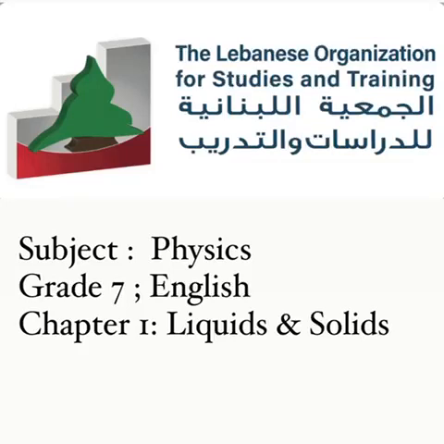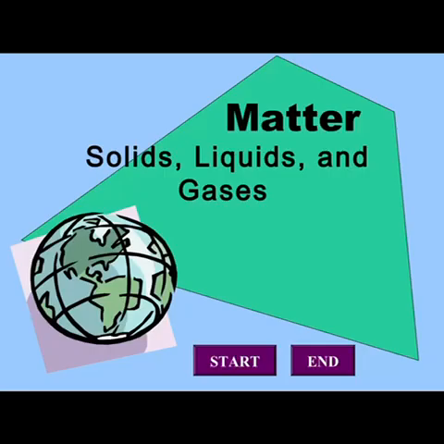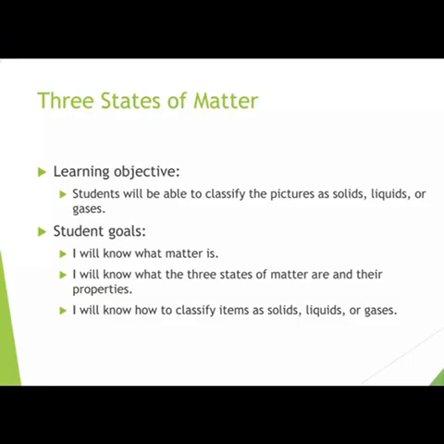Hello, clever students. Today we are going to start with a base chapter for grade 7 in physics, which is matter. In our chapter, I will help you to know three things. First, you will know after continuing this chapter with me what is matter. You will know the three states of matter and their properties, and you will become able to classify them.